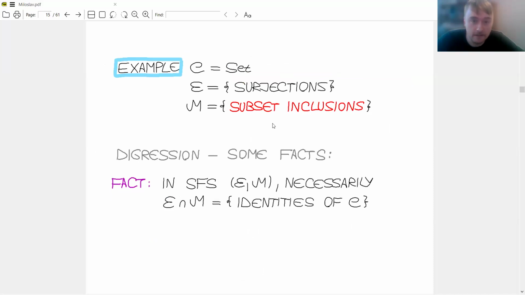So not injective functions, but subset inclusions. And this is a unique factorization. Okay, I will mention some facts about strict factorization systems. First of all, one immediate property is that in a strict factorization system, if you take the intersection of these two classes, you obtain just the identities of C.